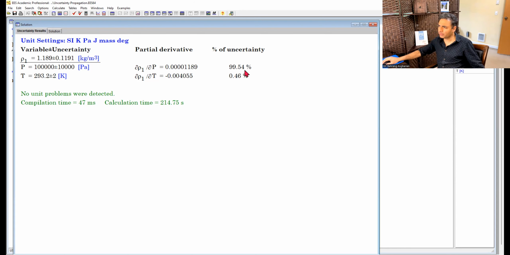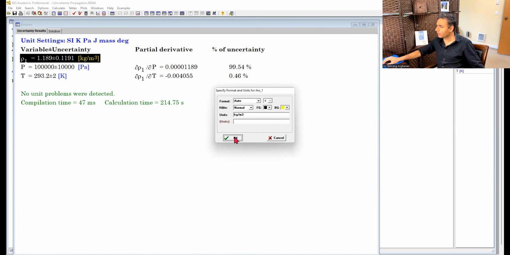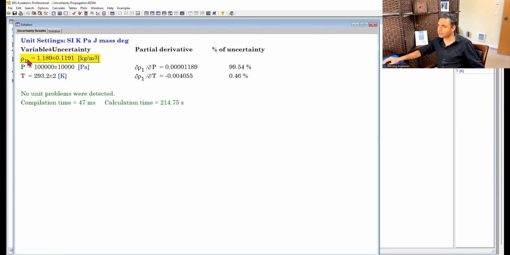There's something interesting here you can see. First, let me highlight this. What you see here is the uncertainty. It says the density is 1.189, which is the average value, plus minus 0.1191 kilograms per meters cubed, which is what we got using the RSS method by hand. Also, it says 99.54% comes from here. It says most of the uncertainty for this problem comes from the uncertainty of the barometer, not the uncertainty of the thermometer.